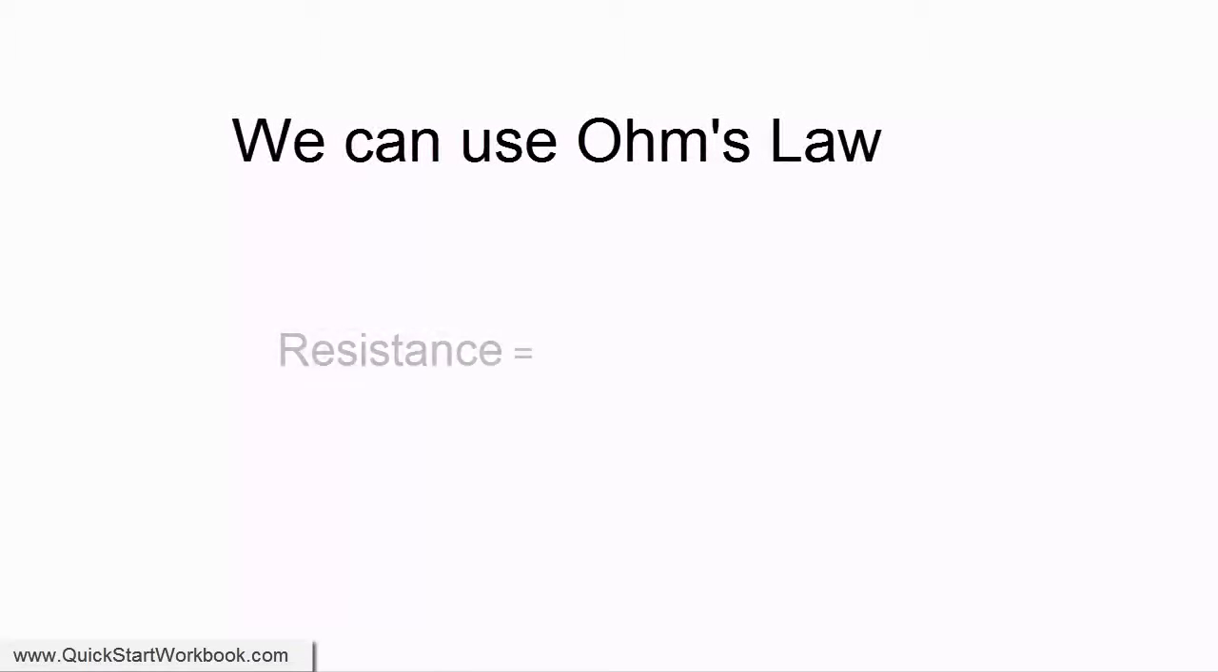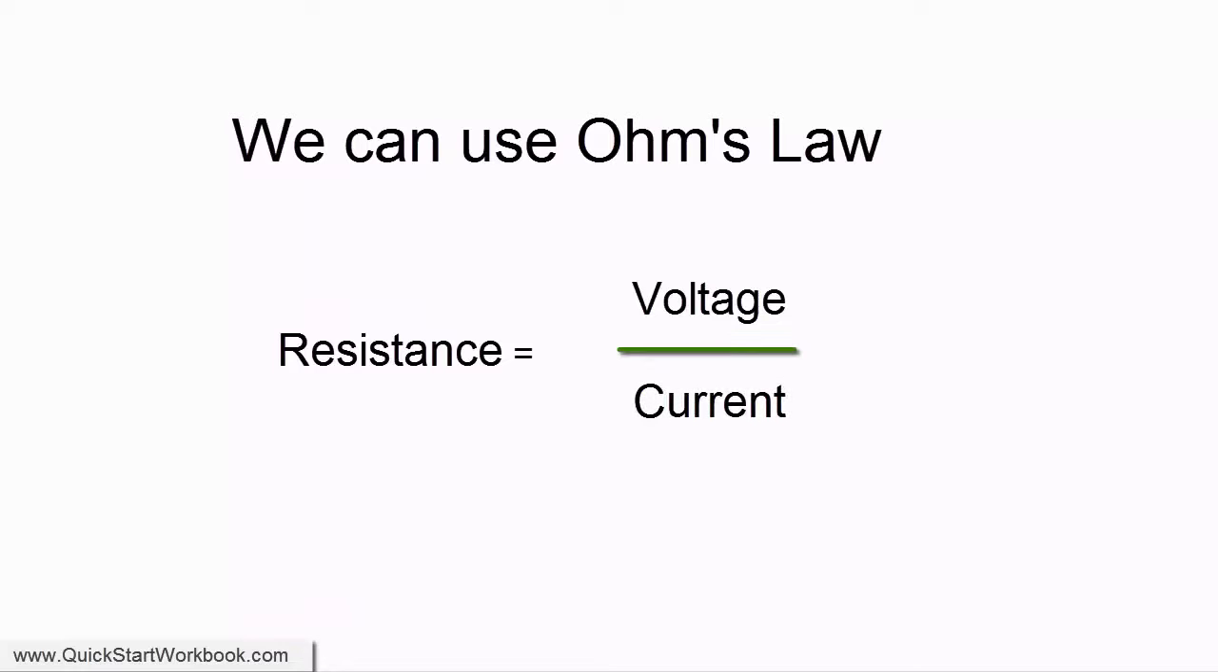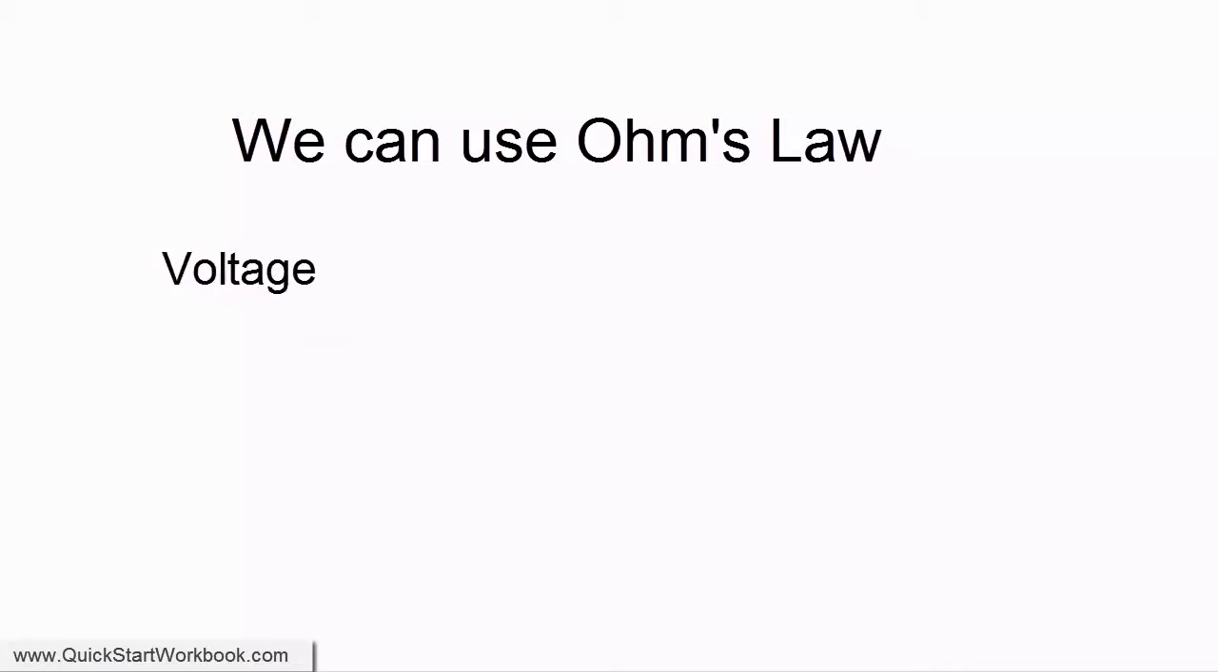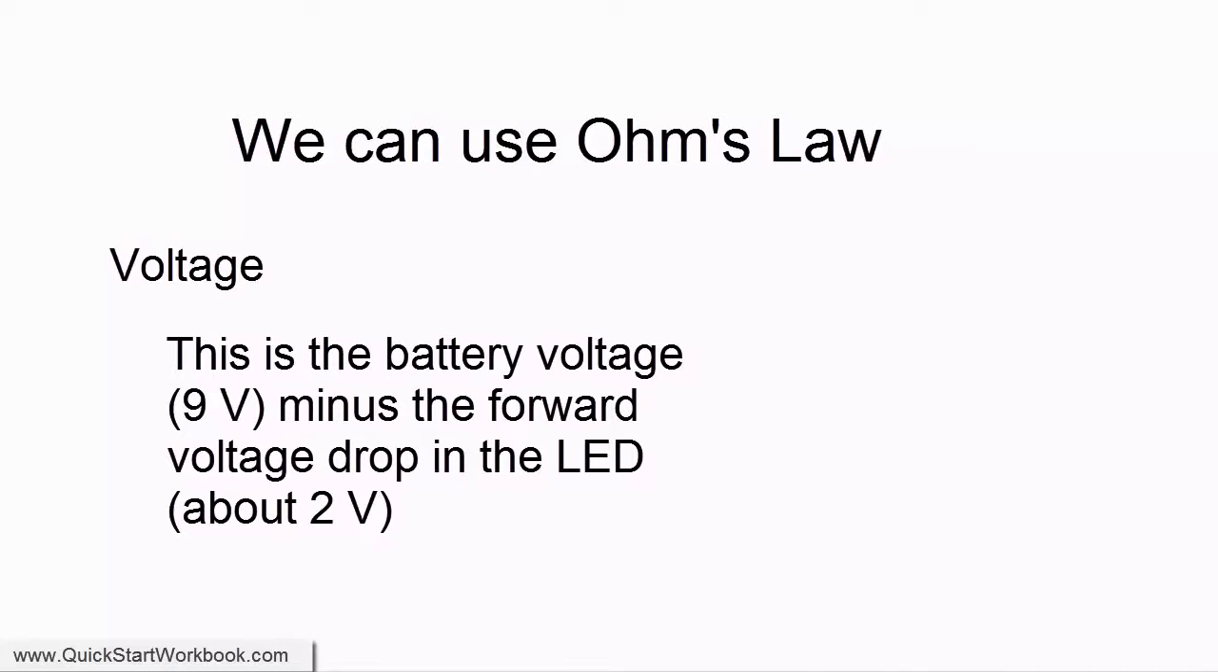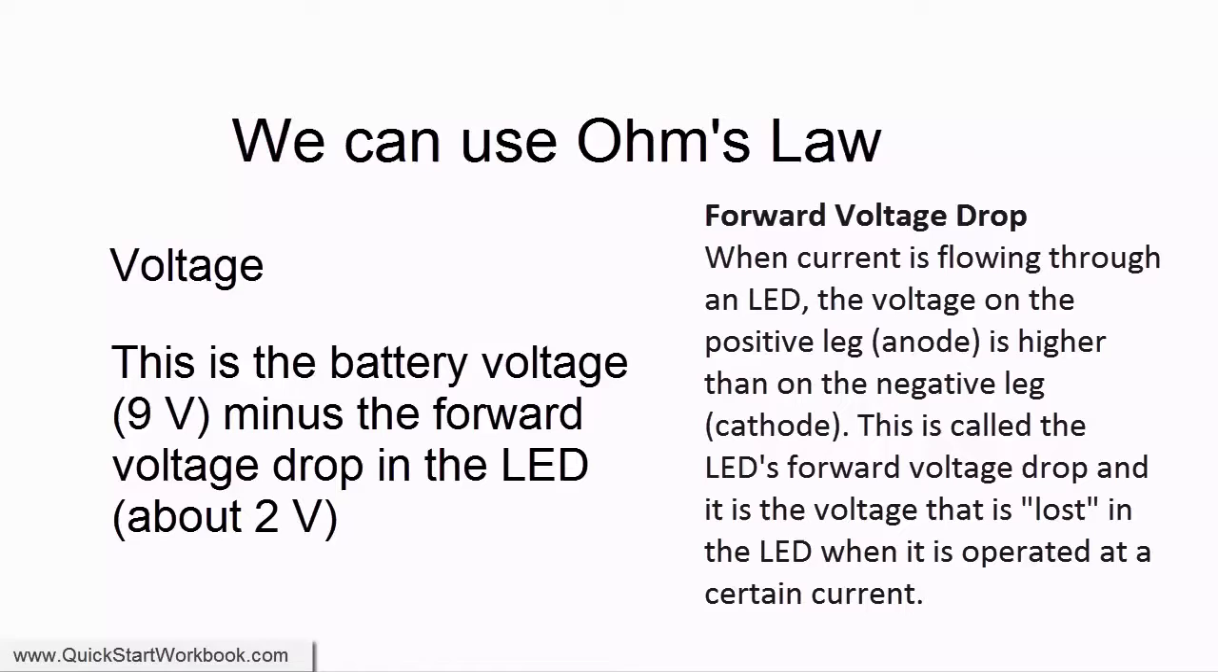To calculate the size of the resistor required to adequately protect the LED, we can use Ohm's Law. So in order to calculate the resistance, we need to know what the voltage is and what the current is. As stated here, the voltage is the battery voltage, which is 9 volts, minus the voltage drop across the LED. So the forward voltage drop is the voltage that is lost in the LED when it is operated at a certain current.